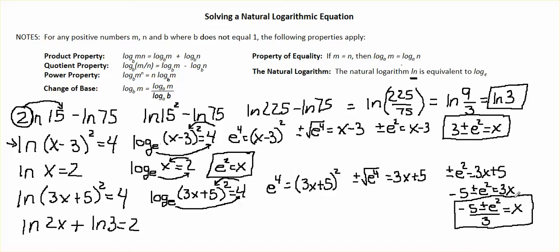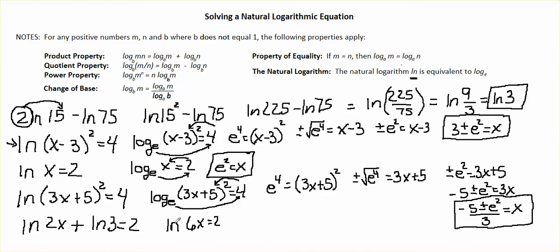Now let's take a look at this last example. In our last example, we have 2 logs, and we can't convert to exponential unless we have 1. Since we have an addition here, we're going to combine into 1 log by using the product property. So we have the natural log of 2x times 3, which is 6x, equals 2.